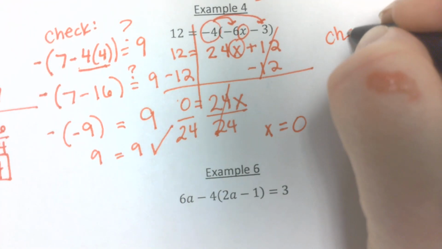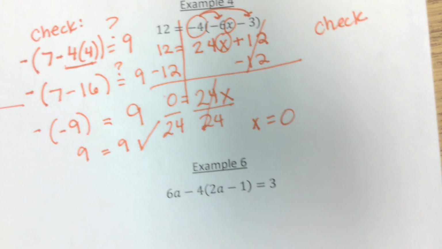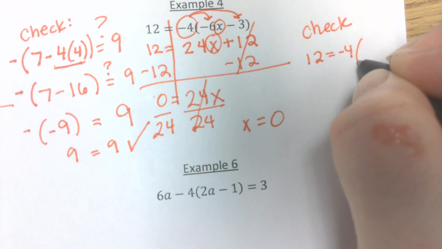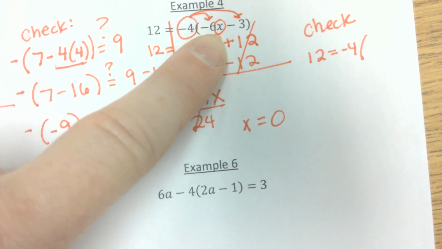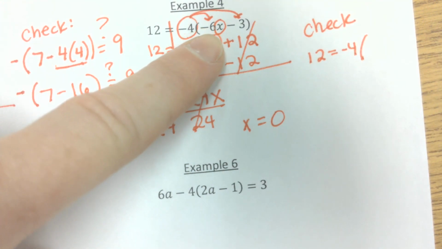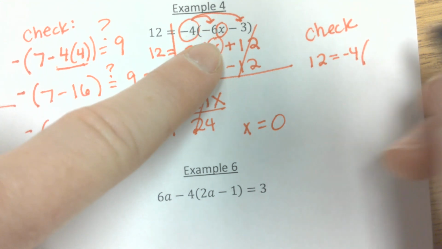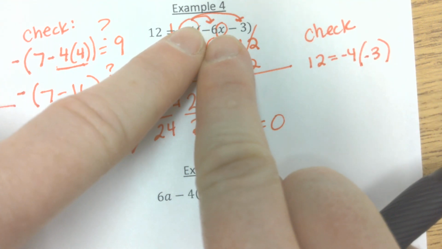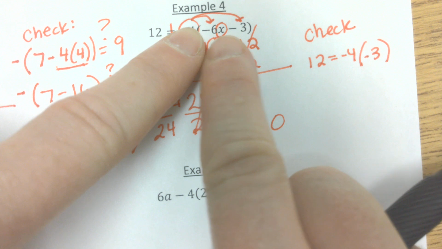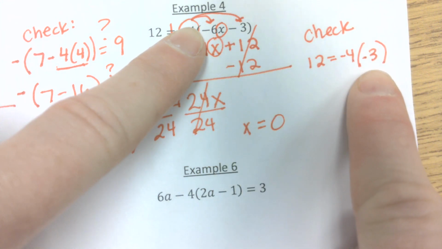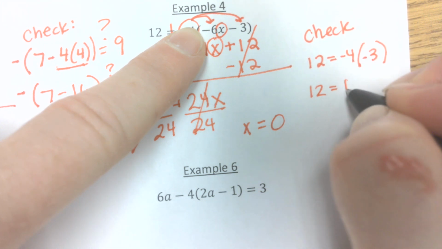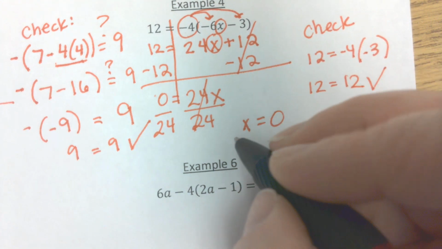We want to check our answer. 12 equals -4. If I'm multiplying times 0, what is that going to give me? It's going to give me 0. 0 minus 3 is -3. So I kind of did a little bit of that in my head. Anything times 0 is going to be 0. So 0 minus 3 is -3. What's 4 times 3? 12. If they're the same sign, it's 12. So that means it did work.